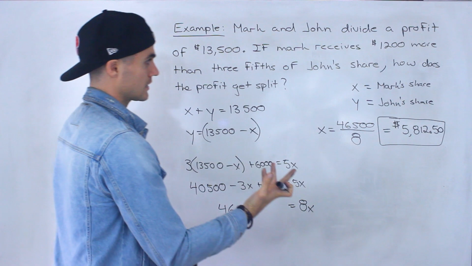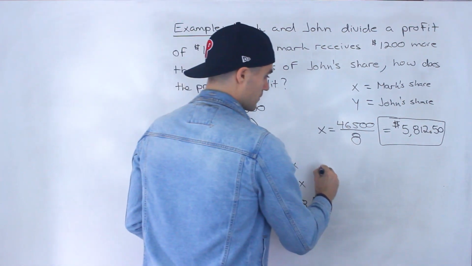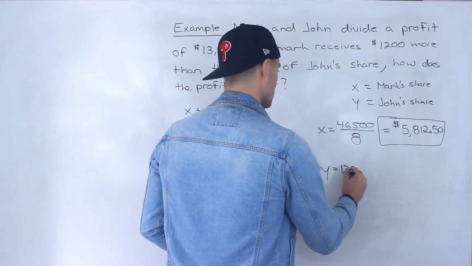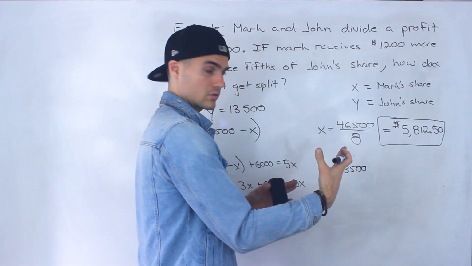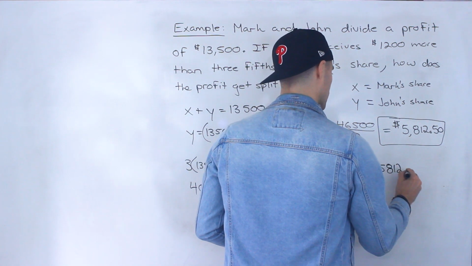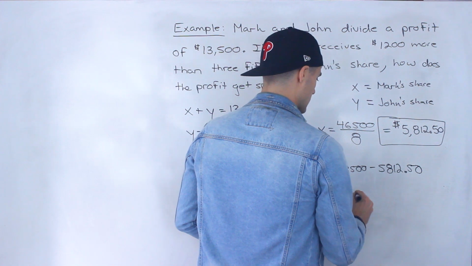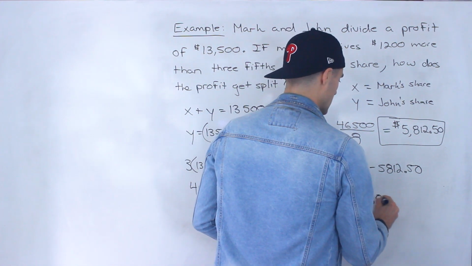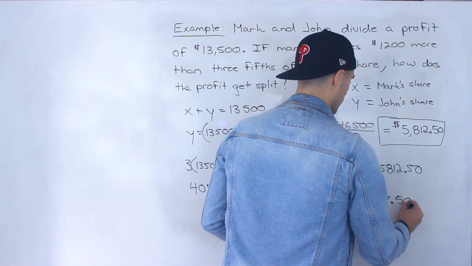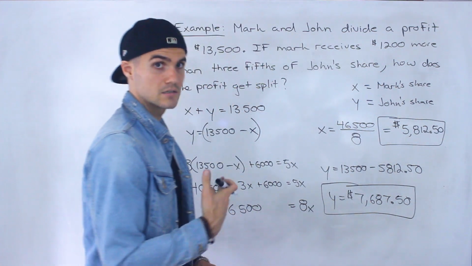And then notice we can solve for John's share here. Right? We could take 13,500, which is that total amount, subtract 5,812.5, and we would end up getting 7,687.5. And so that there ends up being John's share.